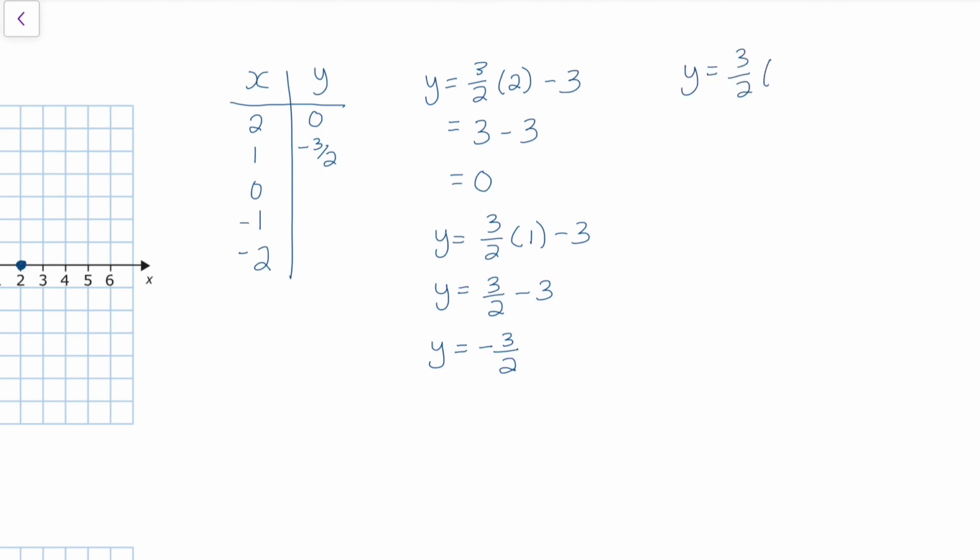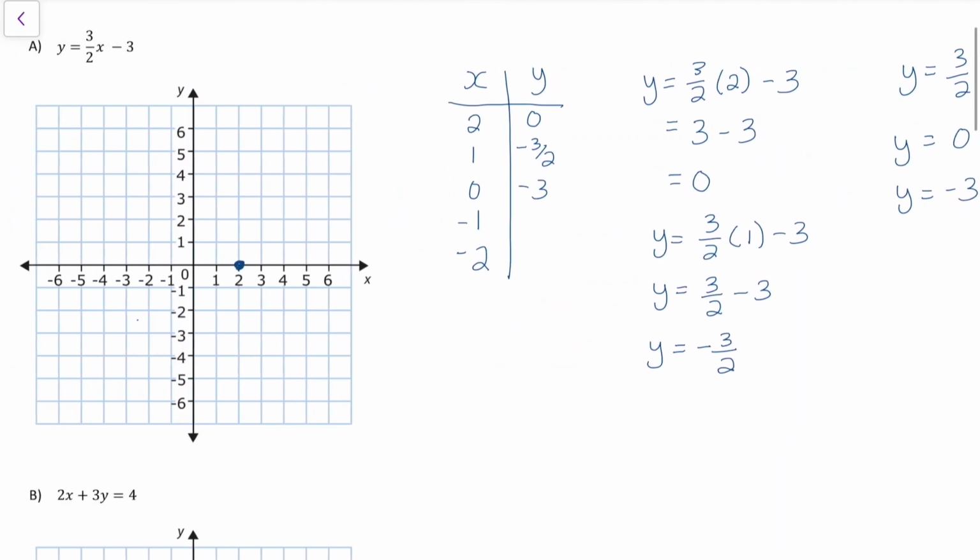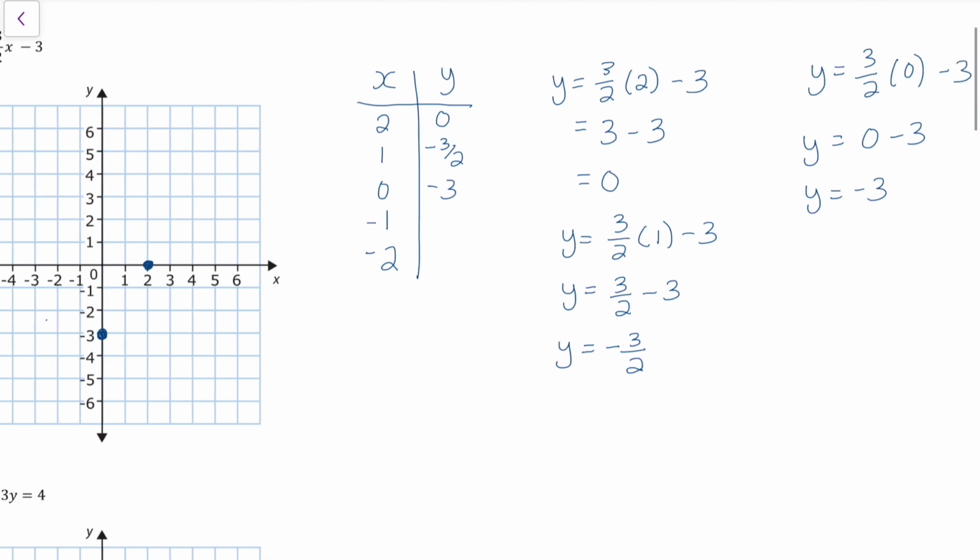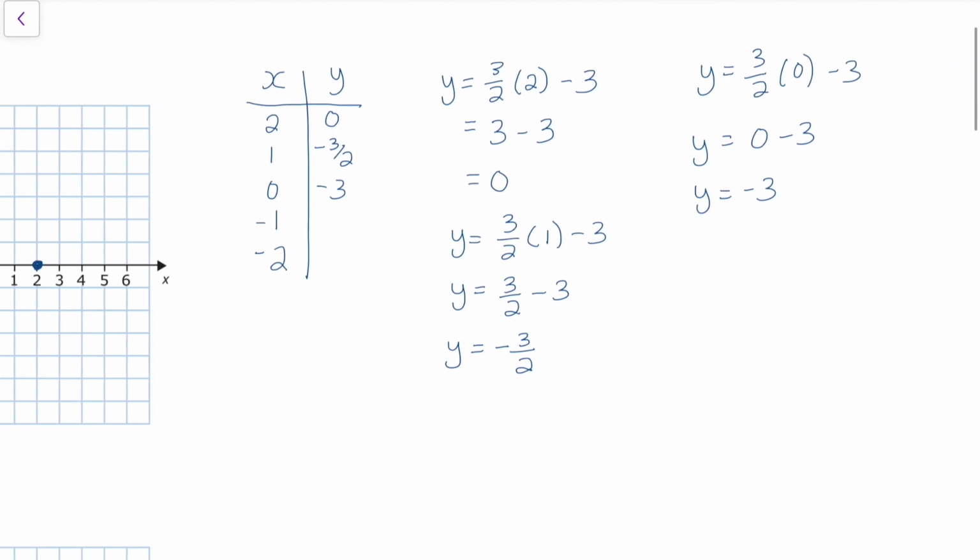So 0 minus 3. Okay, so there's another nice one. So 0, -3. And really, we only need 2 points because we know it's a straight line. And so once you connect those 2 points, then you're good. But I like to try and get a third just to verify my work and that I haven't made a mistake. So I'm going to keep going.